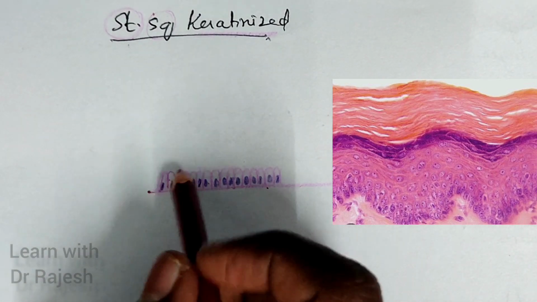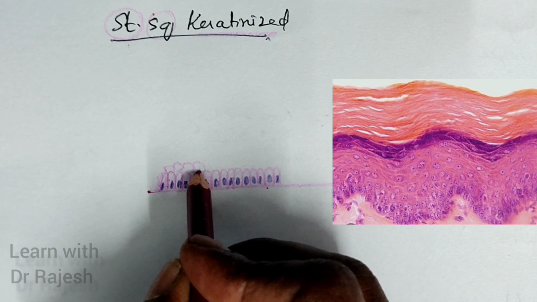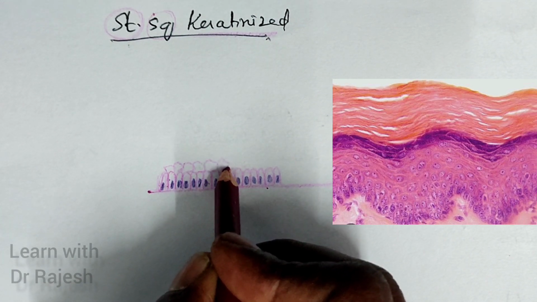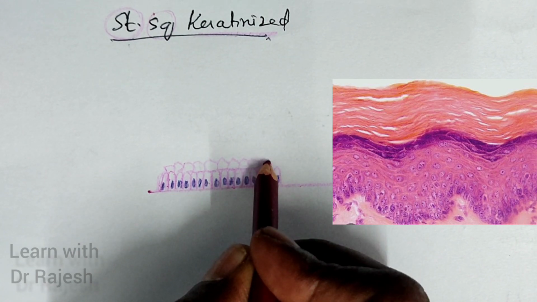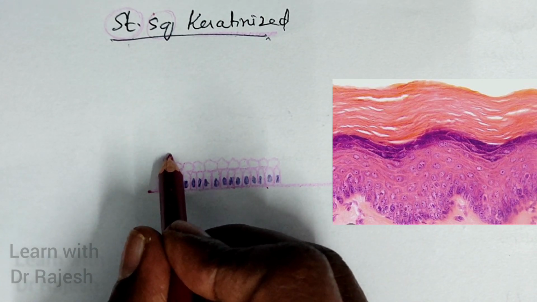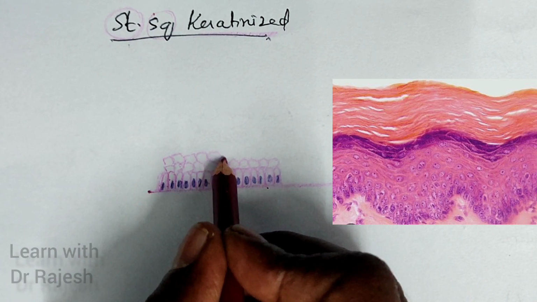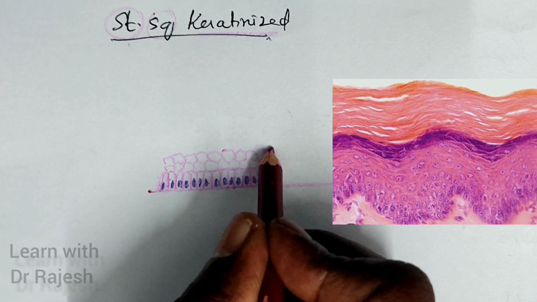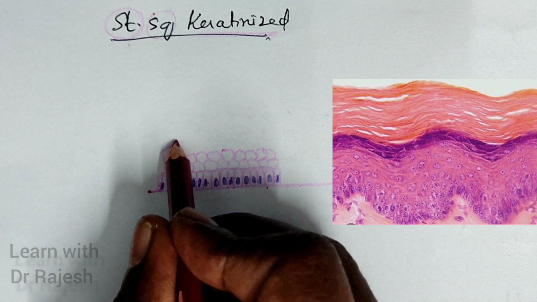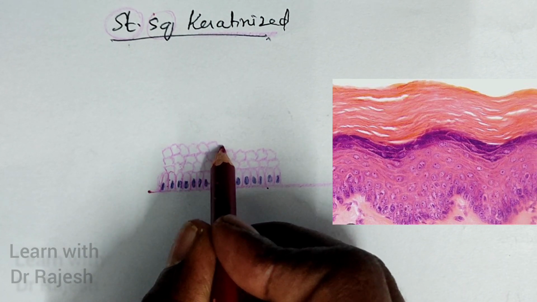Next, we should draw multiple layers of polygonal cells. Polygonal means it will have multiple facets. The cells should have multiple facets and they should not have much gaps. So draw a few layers of these polyhedral or polygonal cells. Multiple layers of polyhedral cells. You can draw minimum 3 or 4 layers of polyhedral cells.